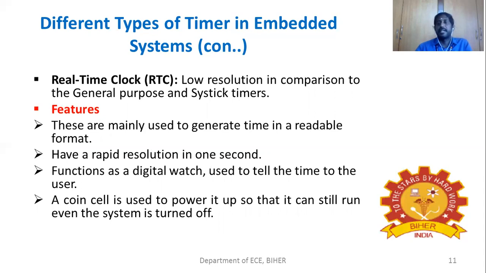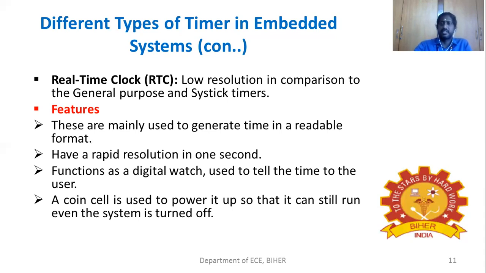This is the major advantage of this timer. The next one is the real-time clock. We have heard about this word, real-time clock. It is low resolution in comparison to general purpose and other timers. So it's a low resolution device. Why do we go for the real-time clock? These are mainly used to generate time in a readable format. So we can know the time from a display itself. Generating the time in a readable format is the major feature of the real-time clock. It also has a resolution of 1 second, and functions as a digital watch used to tell the time to the user.